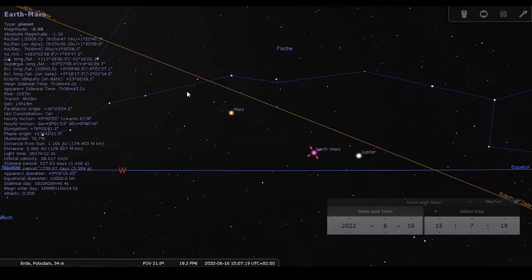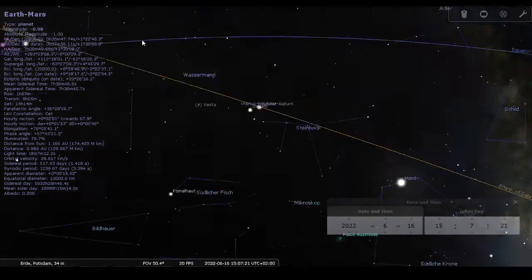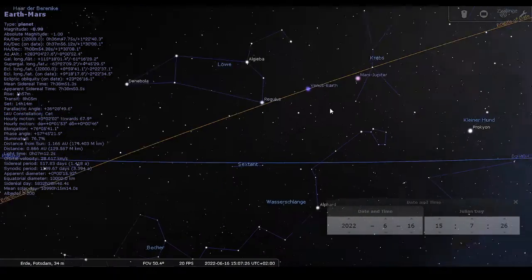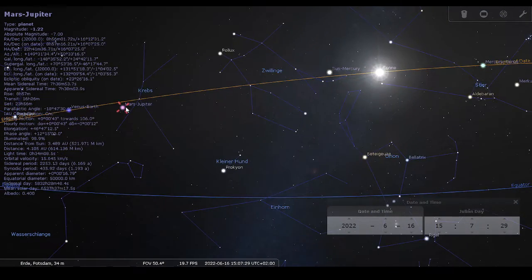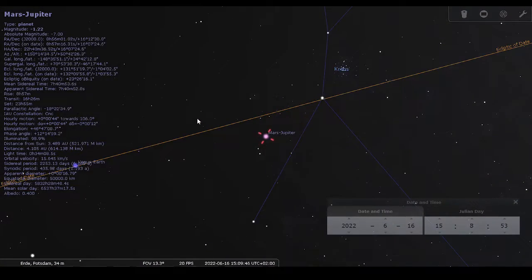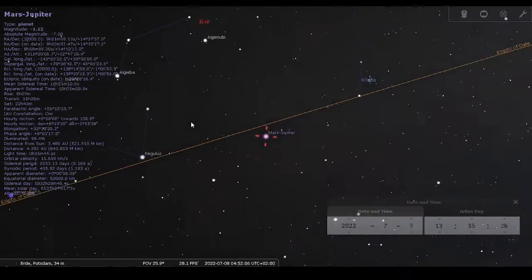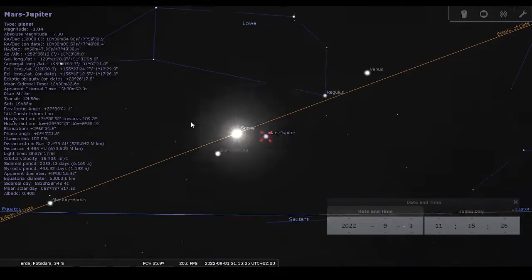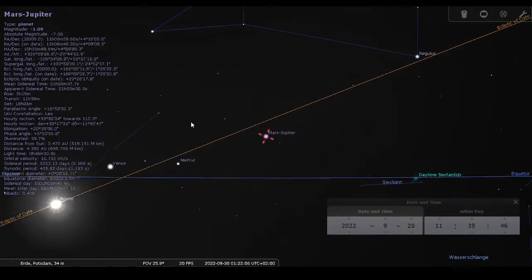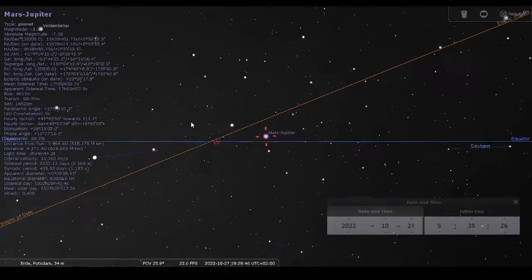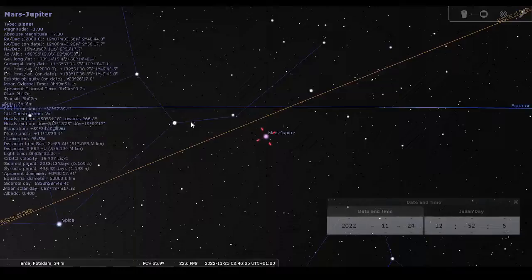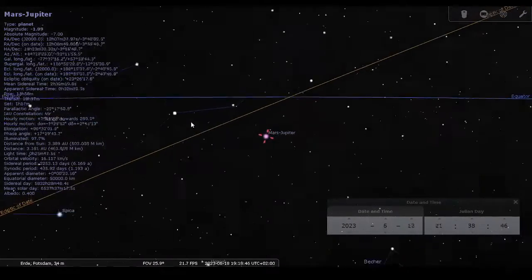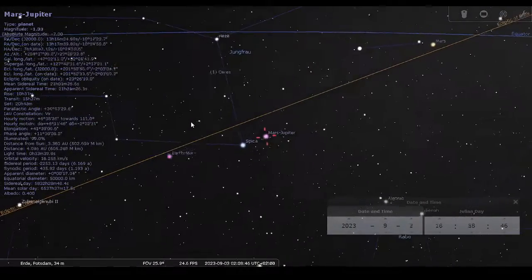And now we are going to go to Mars-Jupiter. Mars-Jupiter is the next planet to be observed. Here you can see it, Cancer. This planet is in between Mars and Jupiter, so it would be a planet in the asteroid belt, but Jupiter's gravitation has caused that there is not a big planet. So it's just a hypothetical planet.